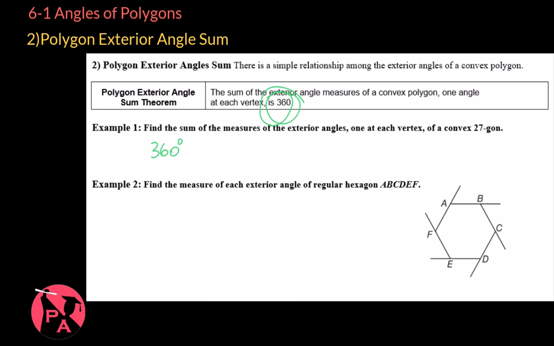So the second example says find the measures of each exterior angle of this regular hexagon here, A, B, C, D, E, F. So it has 1, 2, 3, 4, 5, 6 sides. It's a hexagon anyway. So that's why it's going to have 6 exterior angles. So remember, it has 6 of these exterior angles and their measures are all the same. The sum of their measures is going to be 6 times n because it's a regular hexagon. They all are the same. And the sum of these is 360 anyway. Divide by 6 and it would be 60 degrees.